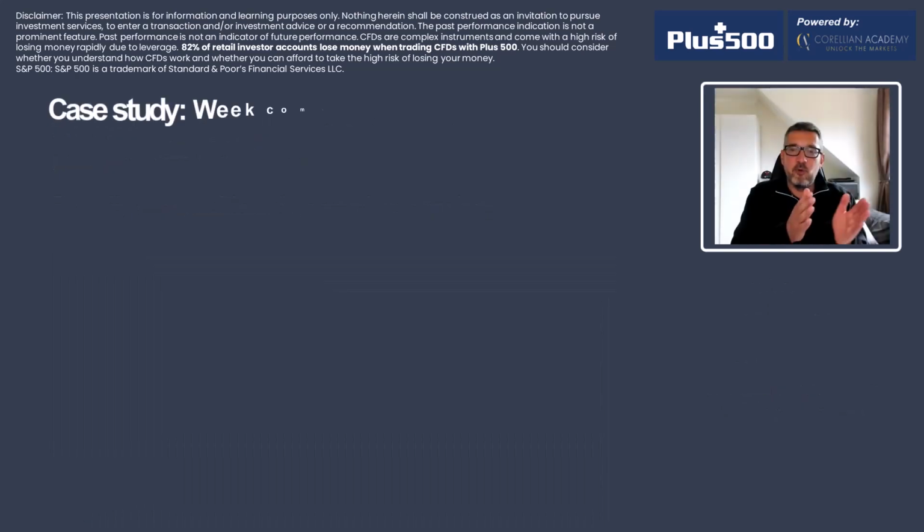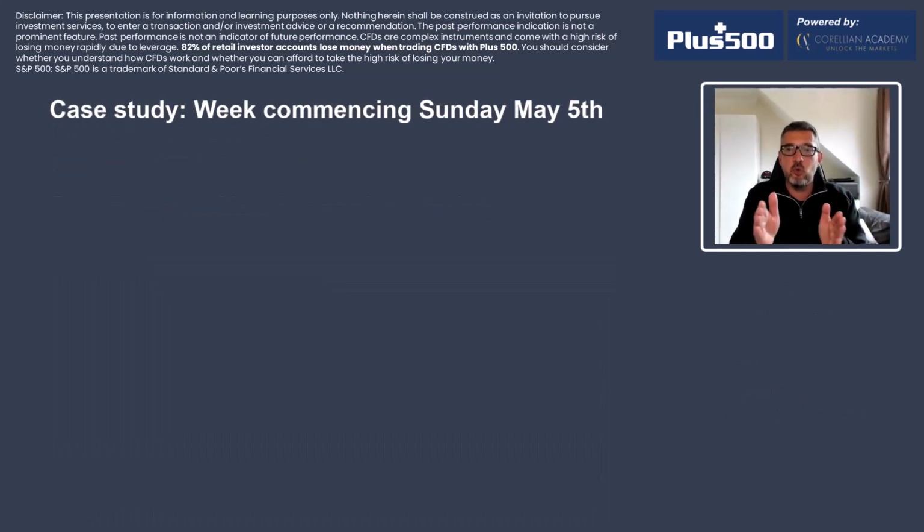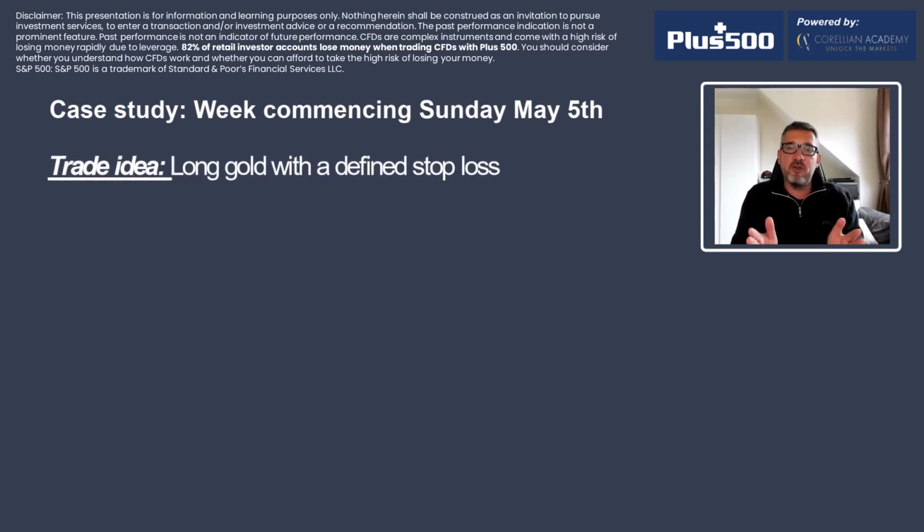This case study is focused on providing an example of how you could have traded the gold CFD and risk managed a live position during the week starting on Sunday, May the 5th. The trade idea formulating is to identify a level to be long gold with a defined stop loss below which I am happy to exit my position.